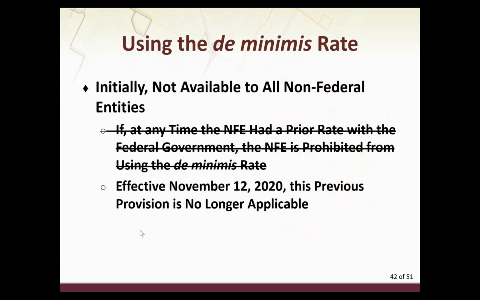Now, there were some rules associated with the use of the de minimis rate, and one of the rules was that if you had ever in the history of your organization developed an indirect cost agreement with the federal government, you were barred from using the de minimis rate.